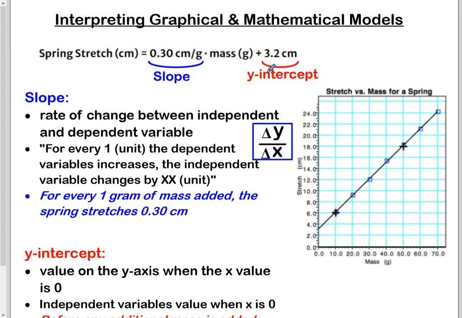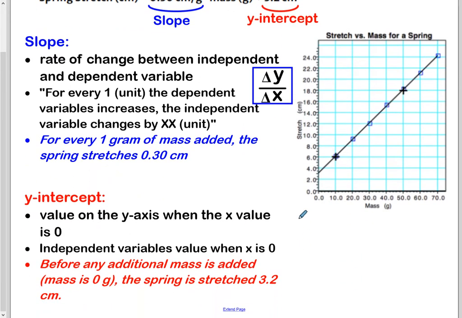Y-intercept tells me something too. In this case, it's 3.2. So what does that tell me? Well, the y-intercept is the y value when x is 0. So when x is 0, that means there is 0 grams of mass on there. So what exactly does that mean? Well, that means that before any mass is added, so when mass is 0, the spring already has a stretch of 3.2 centimeters. So if I'm thinking of this setup, and I've got this spring hanging from something, that means that even with no mass on it, it already is stretched 3.2 centimeters. And that's going to matter to me when I'm doing math and physics and measurements.